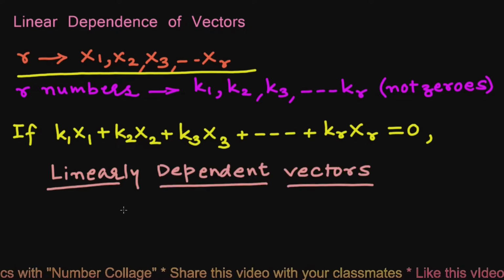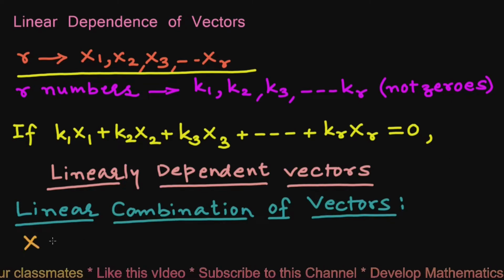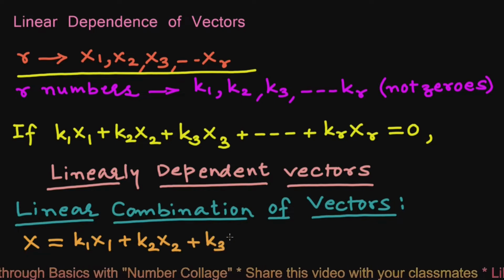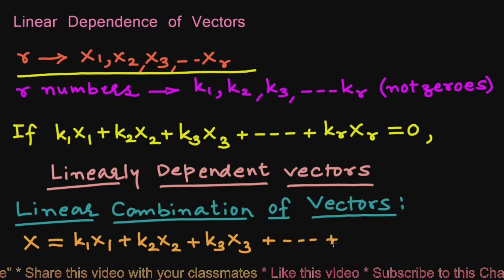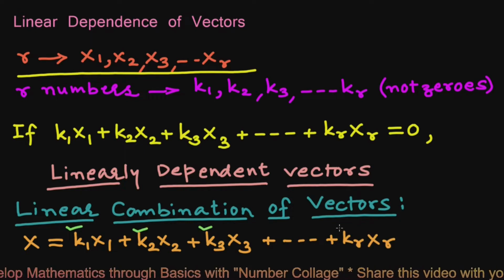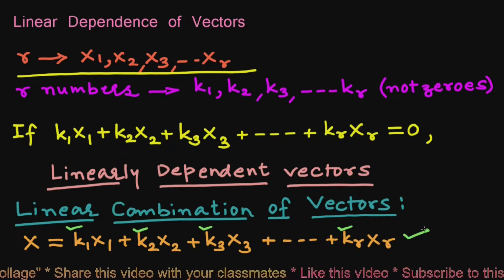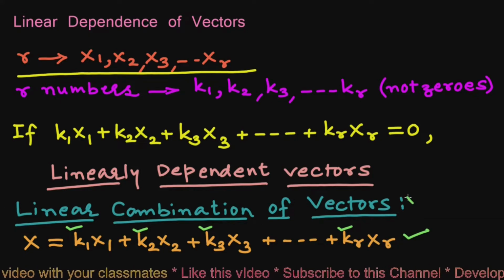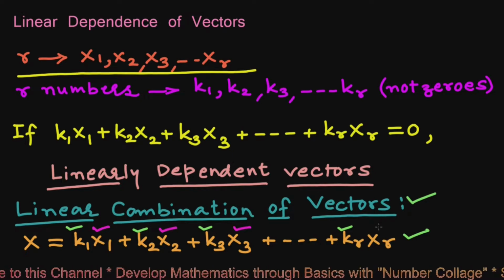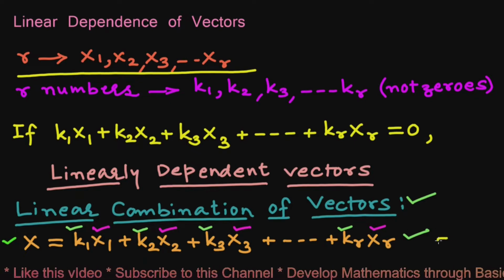Next we will see linear combination of vectors. A vector x which can be expressed as k1x1 plus k2x2 plus k3x3 and so on plus krxr, where k1, k2, k3, and so on, kr are any numbers, is said to be a linear combination of vectors x1, x2, x3, and so on, xr. Remember that this x should not be equal to 0.